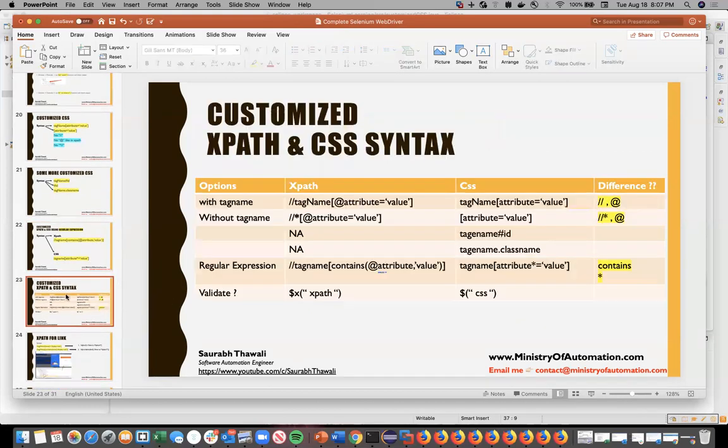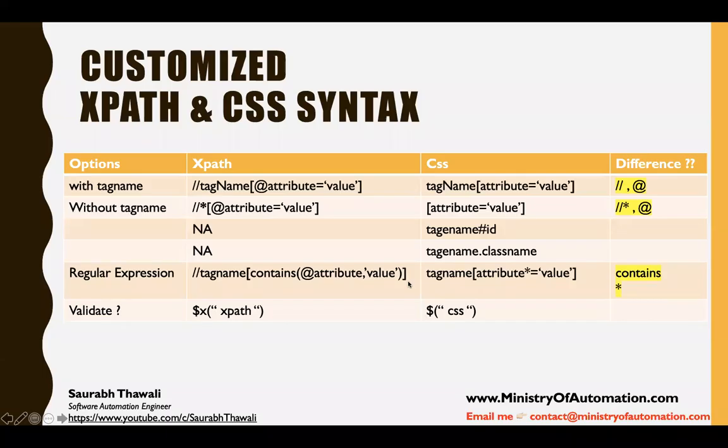Now let's quickly look at this table, which I created just to understand better. Customized XPath and CSS, what are the differences? I tried to include all the different XPaths and CSS we have learned so far. With tag name, this is the syntax: // tag name @attribute equal to value. Whereas in CSS, it's tag name, attribute equal to value. The difference is we don't have // and @, right? Without tag name, in XPath we give a star, whereas in CSS we don't give any tag name. That's the difference.